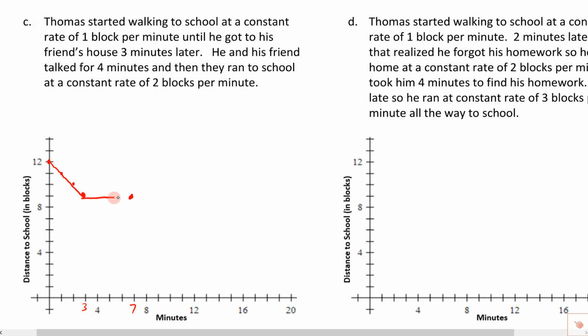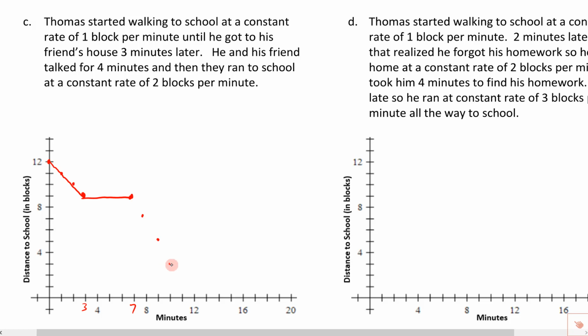So it's going to be perfectly flat to there. And then it says, and then they ran to school at a constant rate of 2 blocks per minute. So they knew they were a little bit late because they wasted time running. So they had to run to school at 2 blocks per minute. Okay, so 2 blocks in 1 minute, and so on.